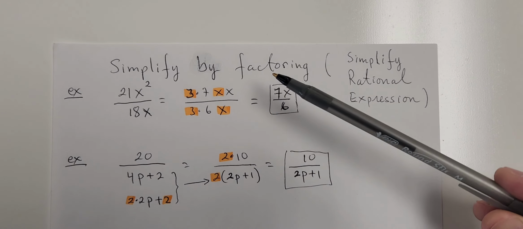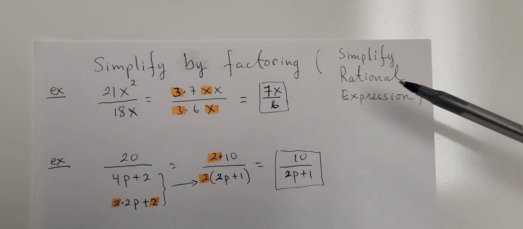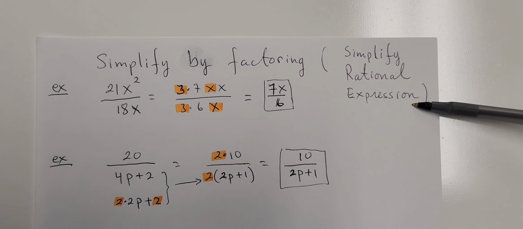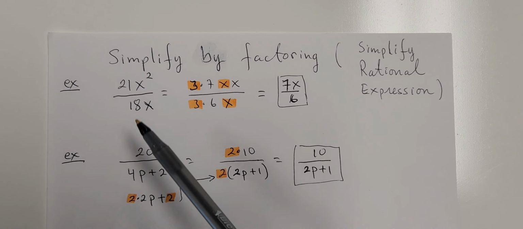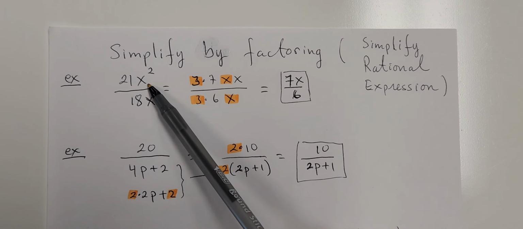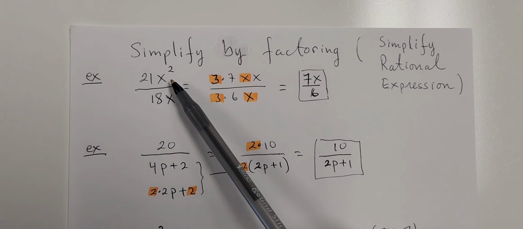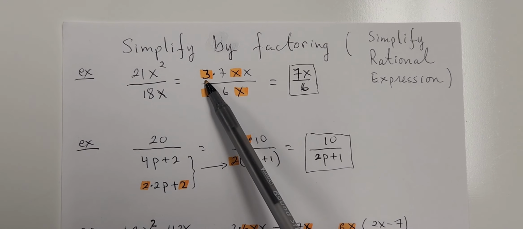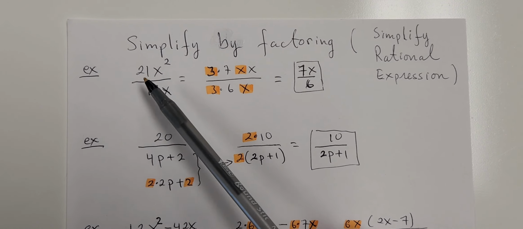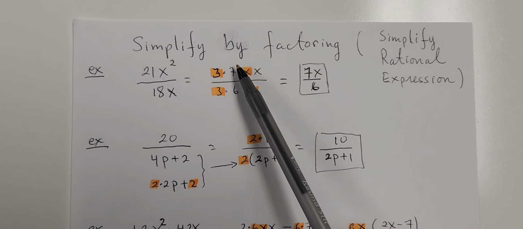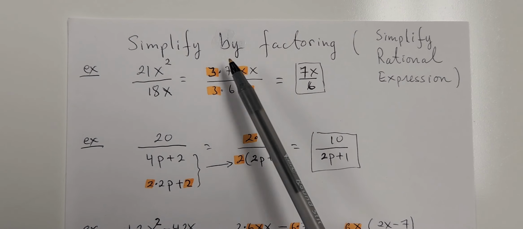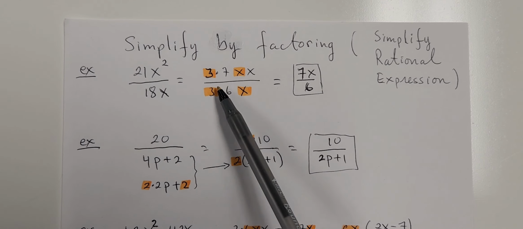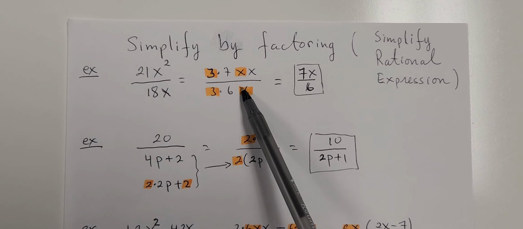This lesson is simplifying by factoring, also called simplifying rational expressions. Here we have an example of a fraction, 21x squared over 18x. The first thing we need to do is find the factors. So 21 is 3 times 7, x squared is x times x. The factor of 18 is 3 times 6, and then 1x.